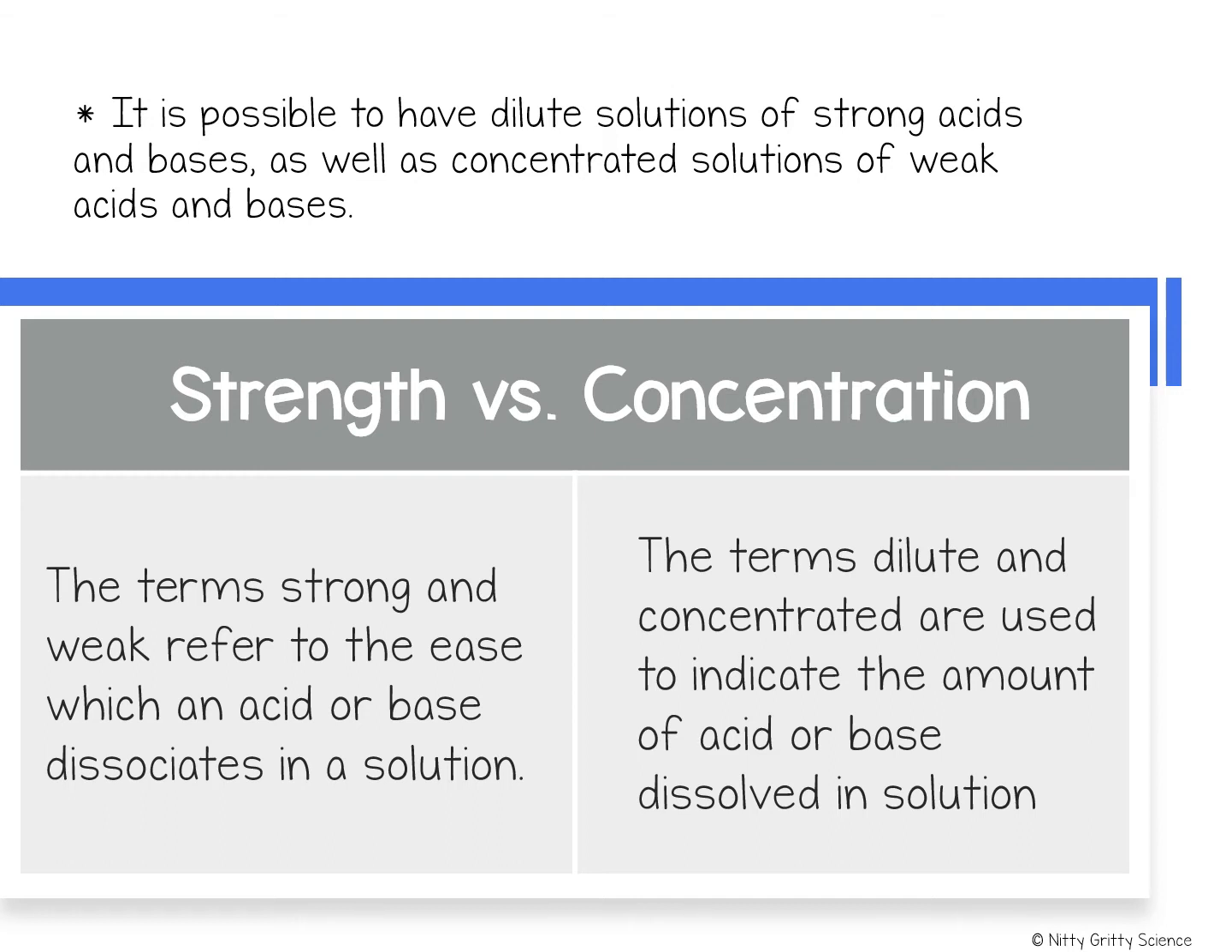Now, if we remember the terms dilute and concentrated, these are used to indicate the concentration of a solution, which is the amount of an acid or base dissolved in a solution. So it is possible to have a dilute solution of strong acids and bases, just as it's possible to have a concentrated solution of weak acids and bases.